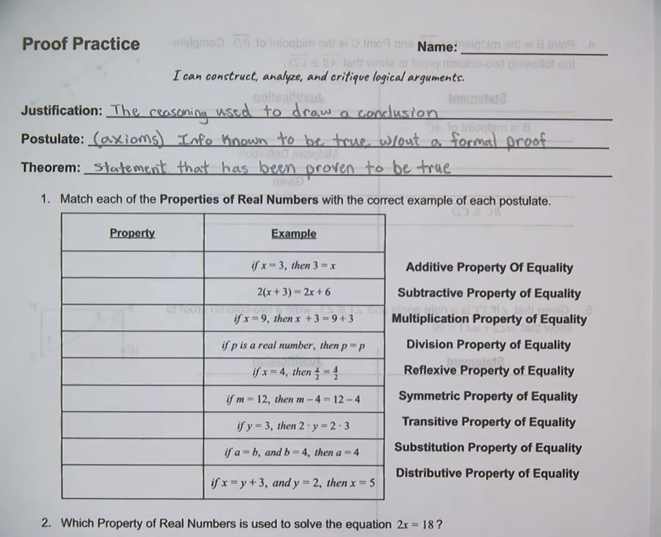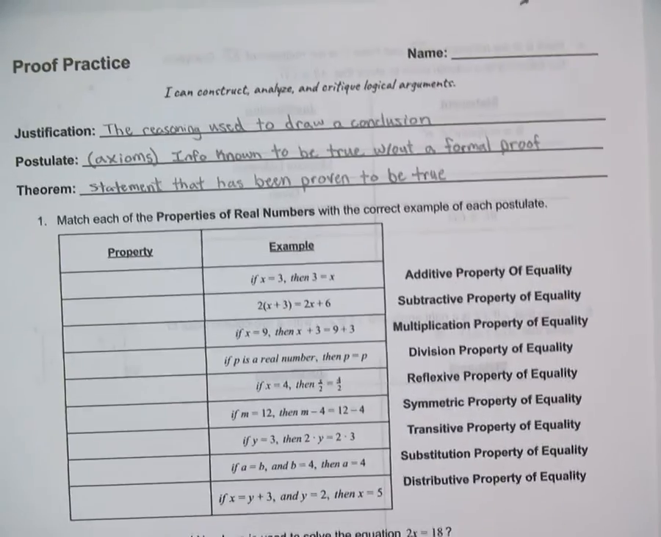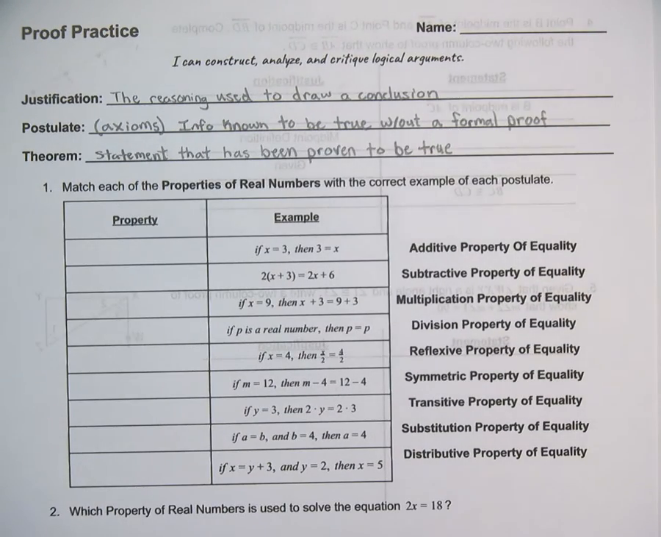You're going to hear or see this word justification used a lot throughout the page, and I just want to make sure you knew what that is. It's just the reasoning that you use to draw a conclusion. So how do you know that you can do that kind of thing?